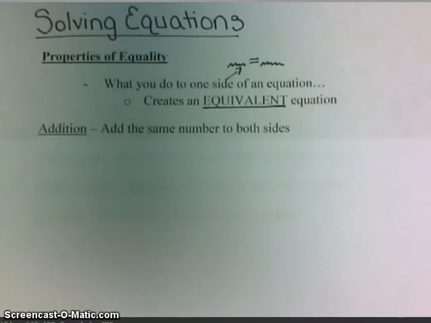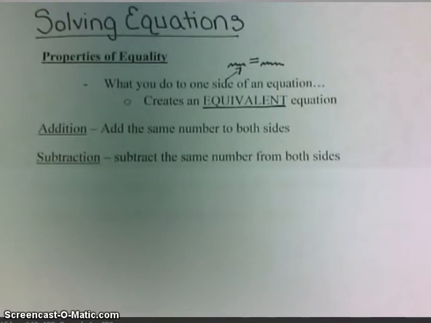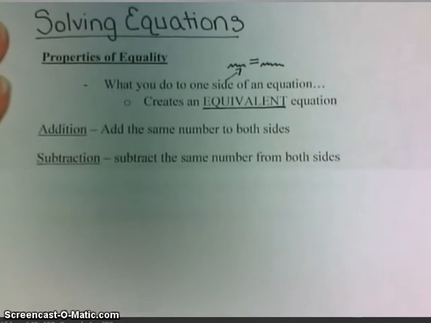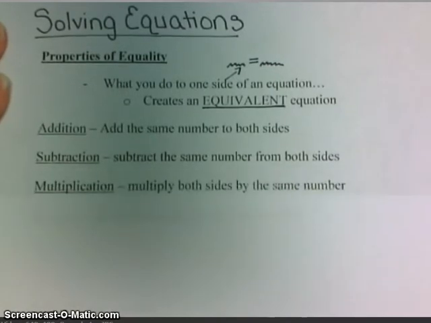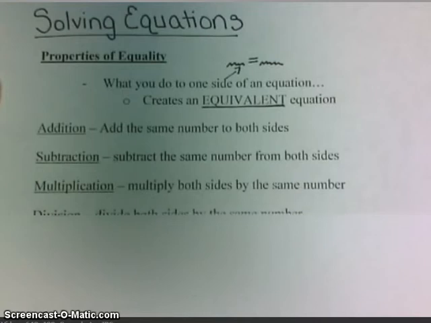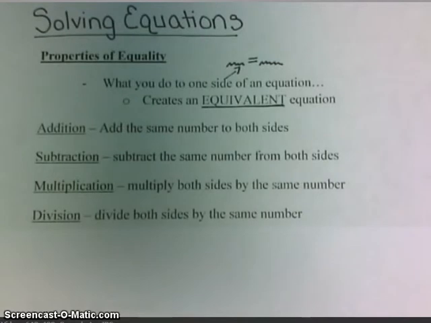Now, there are 4 properties, and we're just going to go through these quickly. Addition, you add the same number to both sides. Subtraction property of equality, you subtract the same number from both sides. Multiplication, you obviously multiply both sides by the same number. And division, you divide both sides by the same number. So these are the 4 different properties of equality we will use in order to move values from one side of an equation or one side of the equal sign to the other.